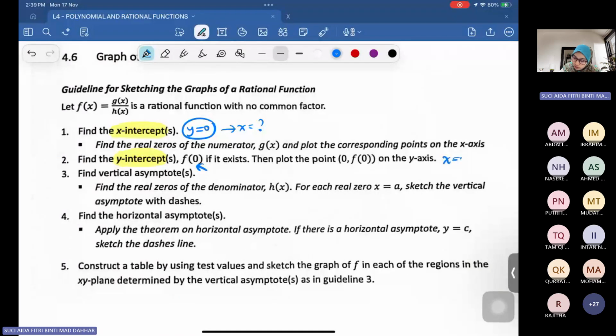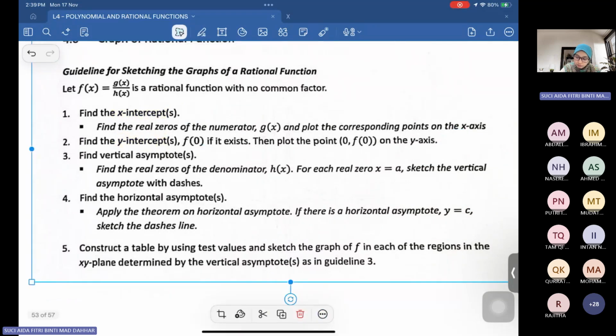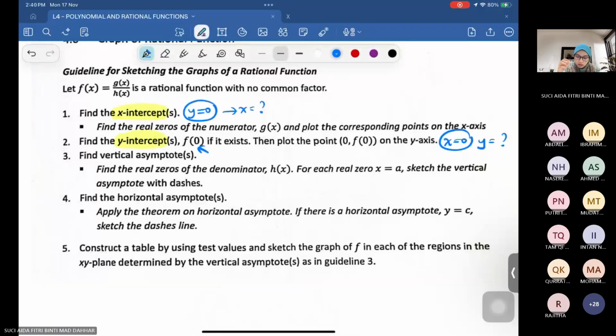When x is equal to 0, you will get what is your y value. So intercepts are always important. Once you get both the intercepts, next you're going to need to find your asymptotes, the one that you just learned just now. Get the vertical asymptotes first. This is the easiest, by taking the denominator function equals to 0.